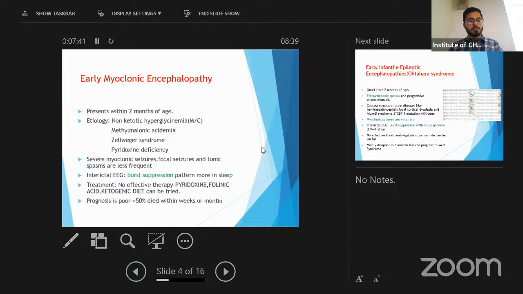In this early myoclonic encephalopathy, myoclonic seizures are most prominent. The tonic seizures are less frequent. Interictal EEG shows burst suppression, which is more in sleep. As far as treatment, we can go for pyridoxine, folinic acid, and a ketogenic diet can be tried. Prognosis is poor. More than 50% of children die within weeks or months.